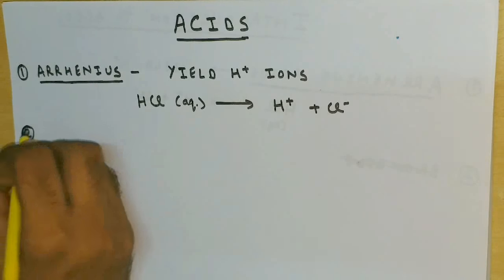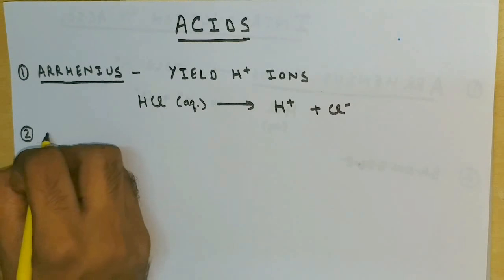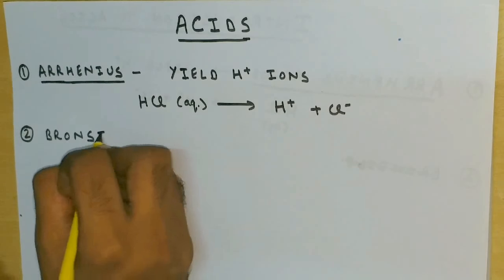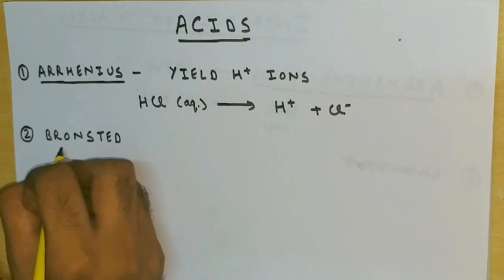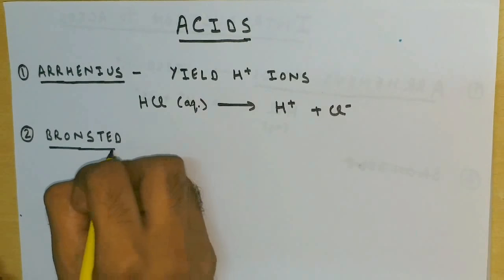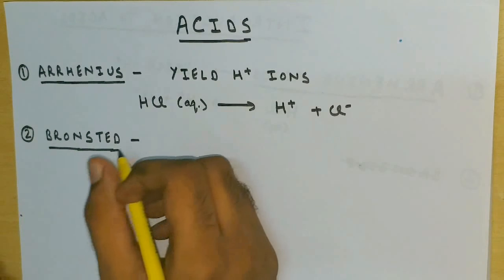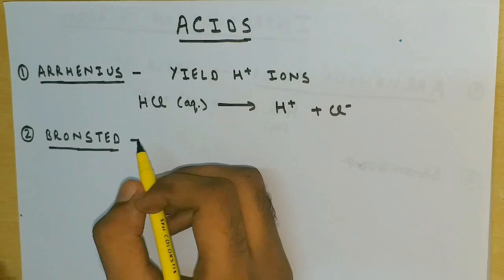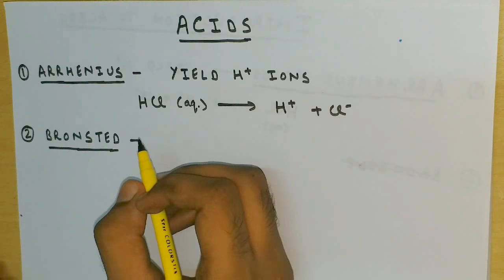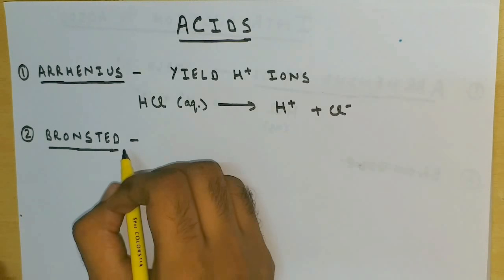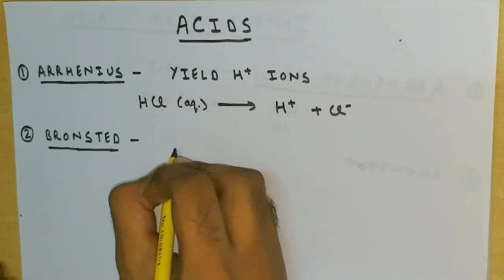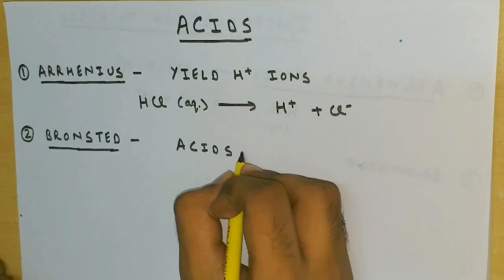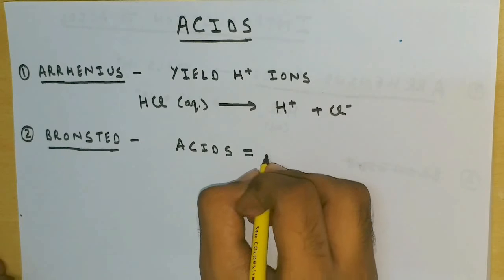Moving on to the Bronsted-Lowry definition, it says that acids are characterized by their ability to release protons, which in chemical equations is represented by H plus, or a hydrogen atom without an electron. So I can simply write it as acids are proton donors.